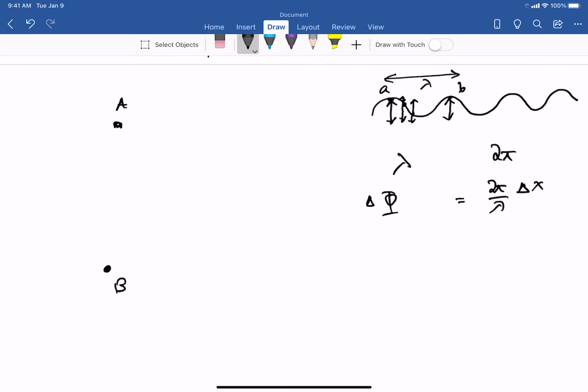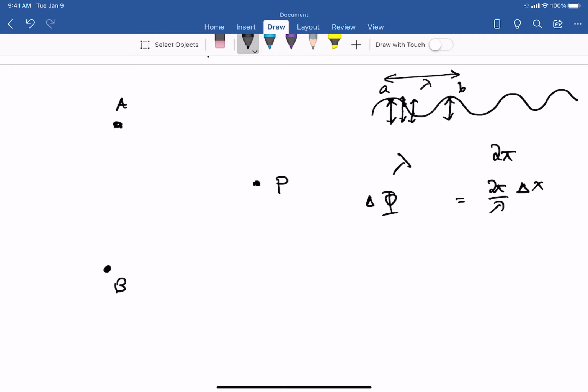So let's keep that at the back of our minds, and let's consider a detector which is placed right here. For our first example, let's just assume that the detector is placed equidistant from the points A and B. So let's place our detector P over here, and we are going to think about whether we are going to get a constructive or destructive interference at P.